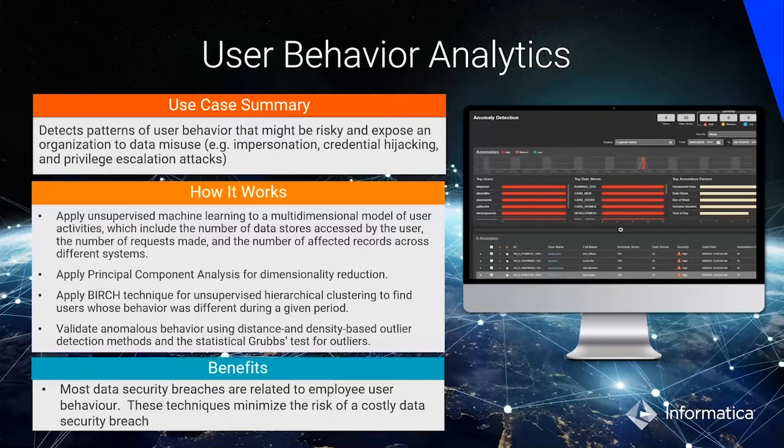So user behavior analytics uses unsupervised machine learning techniques to find out what's the normal user activities. And then once we have done that for some time, we can then identify if there are any abnormal user activities that are going on for this. So multiple different machine learning based techniques like principal component analysis, Birch techniques for hierarchical clustering are used for doing that. And then we identify anomalous behavior across each of these activities that users are doing as they reach these sensitive data sources.